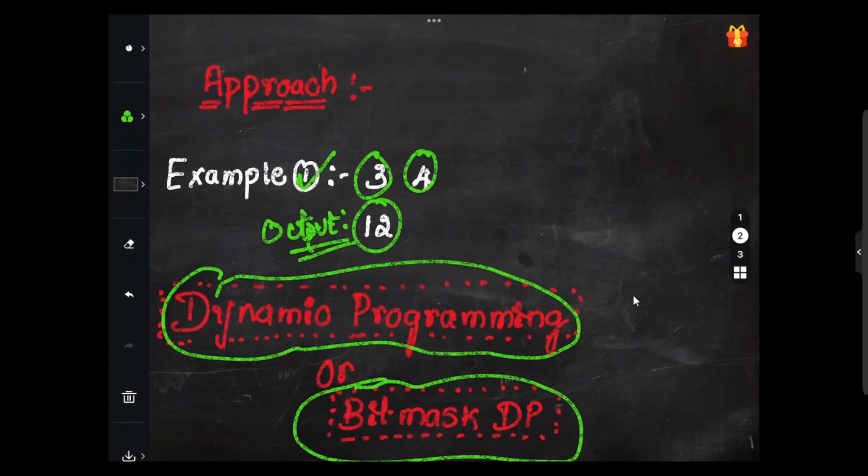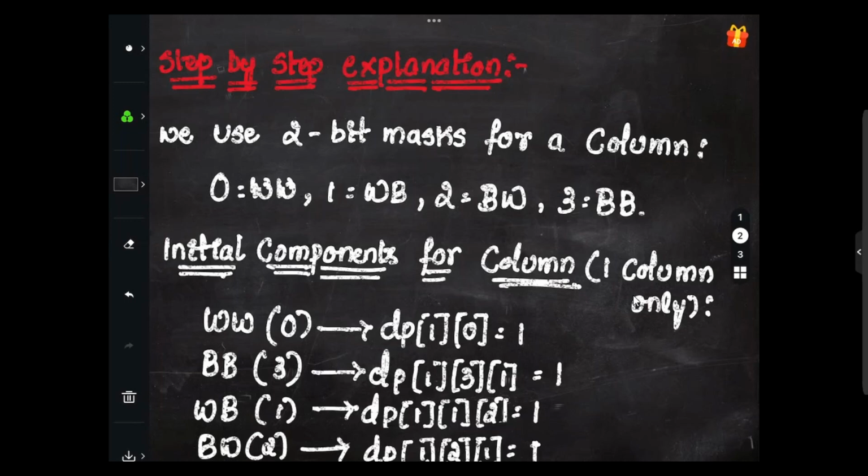Now let's move on with the step-by-step explanation. We will be using 2-bit masks for the column. 0 is equivalent to WW, 1 is equivalent to WB, 2 is equivalent to BW, and 3 is equivalent to BB. Just remember this. So we use a 2-bit mask for a column: 0 for WW, 1 for WB, 2 for BW, and 3 for BB. The initial components for the column are for this one column only, I'm considering the first column only.